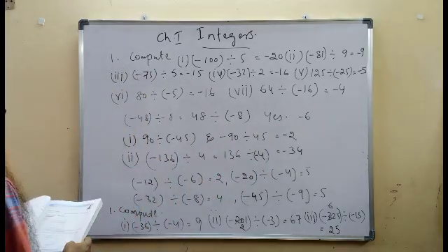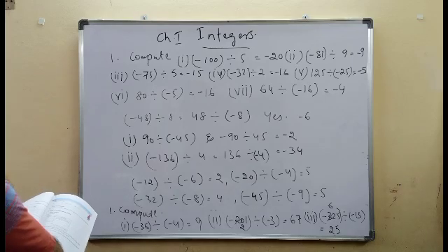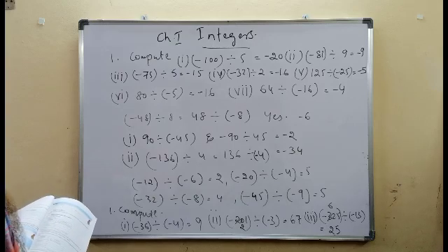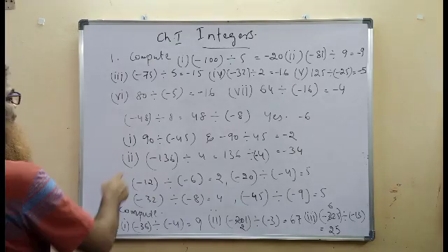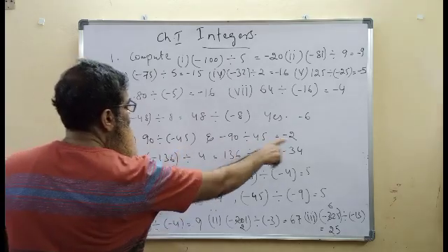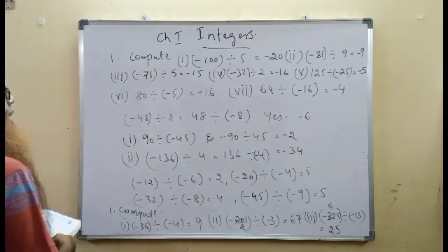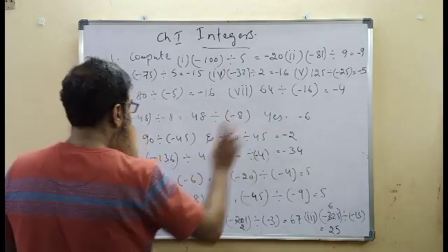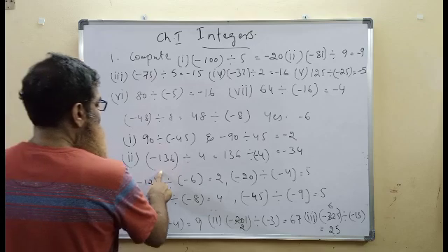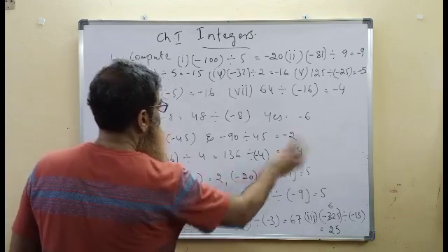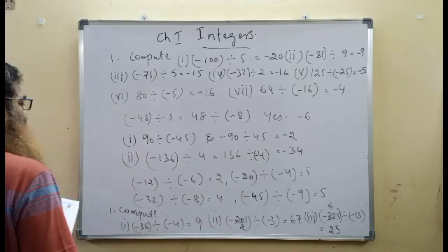Now do this on page number 12. Try this. 90 divided by minus 45. Again, one negative integer is involved, so the resultant will be a negative integer. Minus 90 divided by 45 is also equal to minus 2. Minus 136 divided by 4 is equal to 136 divided by minus 4, which is equal to minus 34.